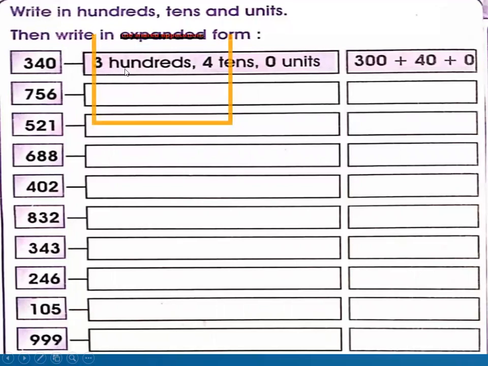Now we write this number in figures. 300 means 300. How many zeros in 100? There are 2 zeros. So we write 3 with 2 zeros. 4 tens means 40, because 4 tens are made with 40 blocks. 0 units means 0. So the expanded form of 340 is 300 plus 40 plus 0. In expanded form, we write the place value of each digit separately.